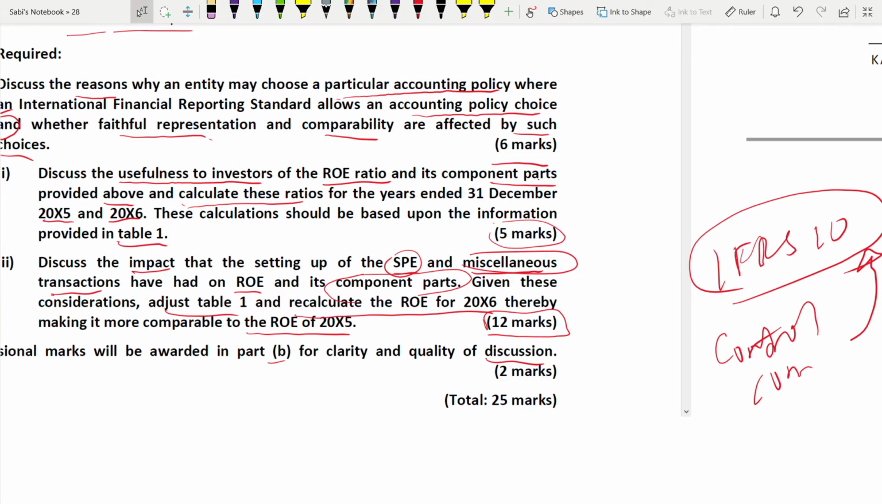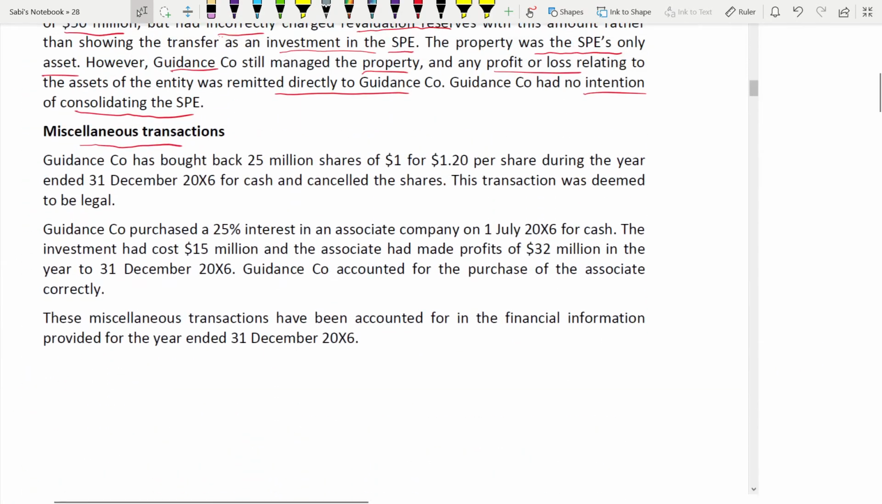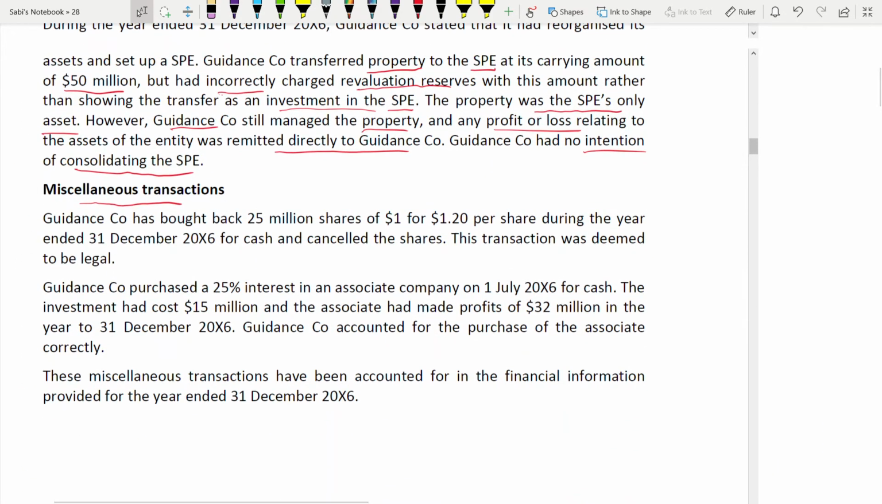So coming to the next. Guidance has bought back, that means share repurchase, 25 million shares of $1 for $1.2 per share during the year ended 31st December 2006 for cash, and also they have cancelled the shares. This transaction was deemed to be legal.